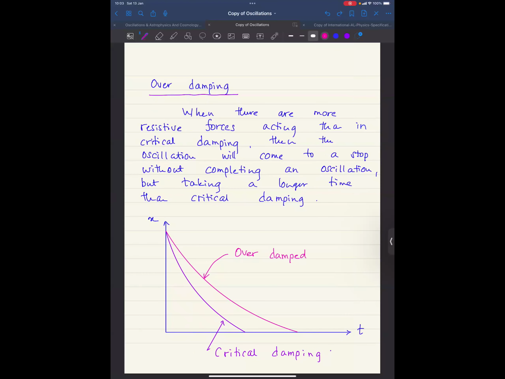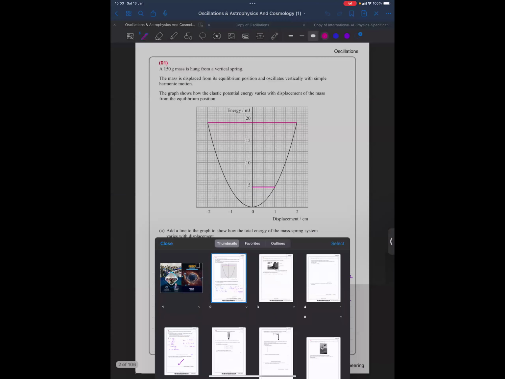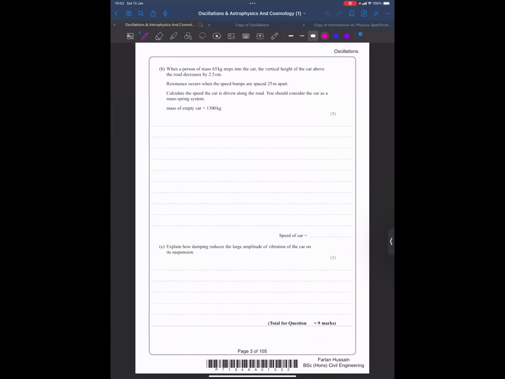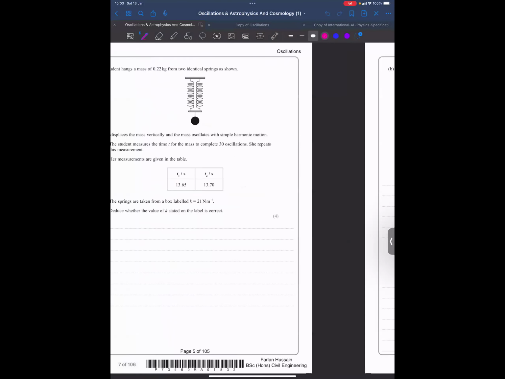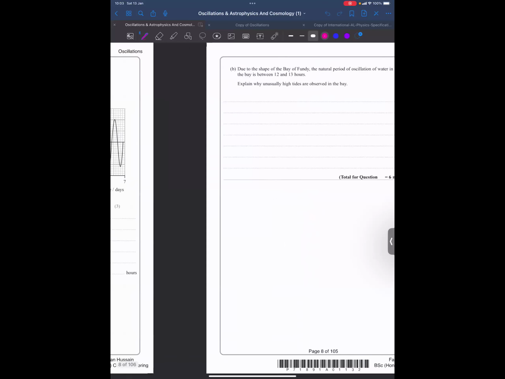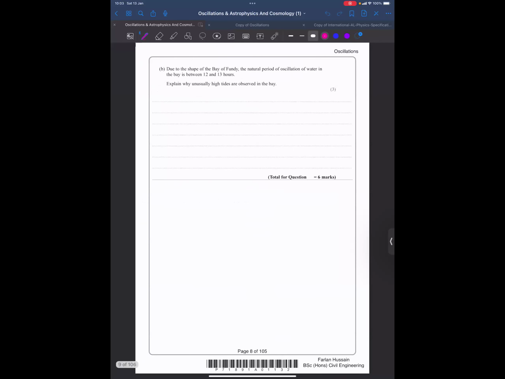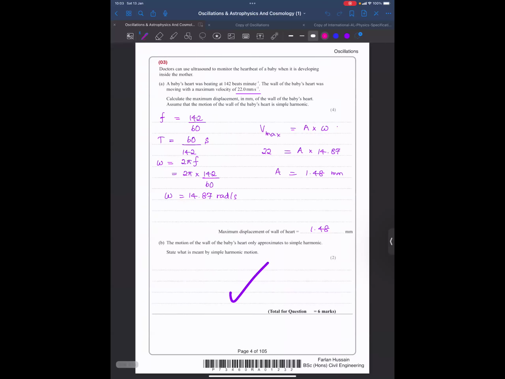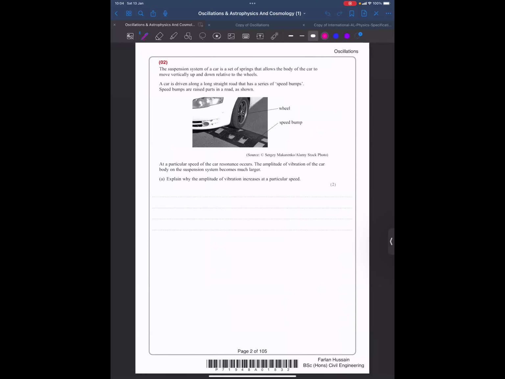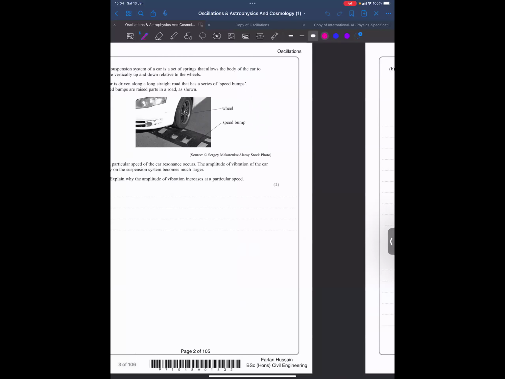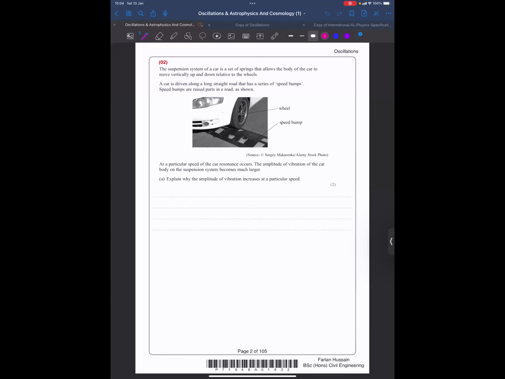Done. Take the tute. Guys, page 2, question 2. Give it a try.